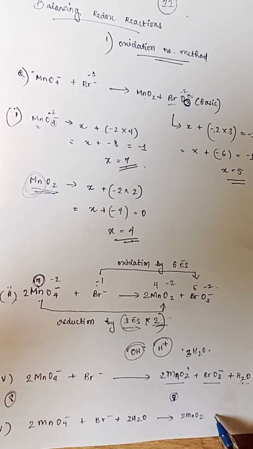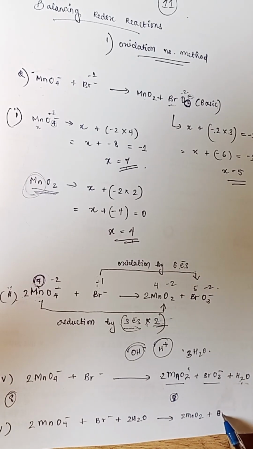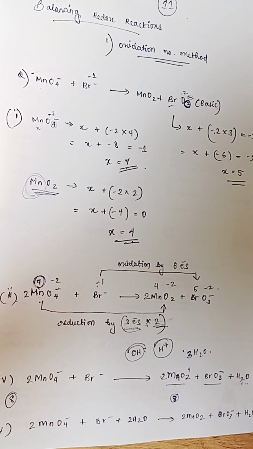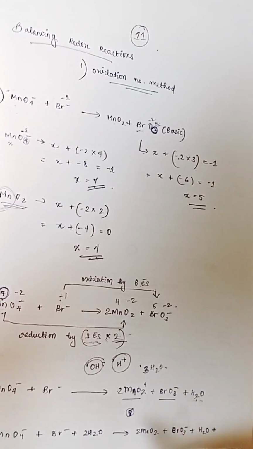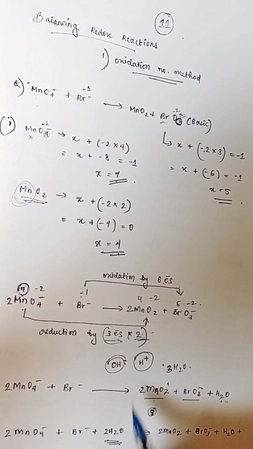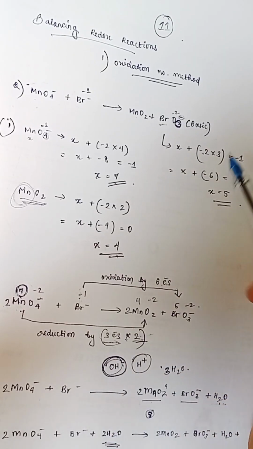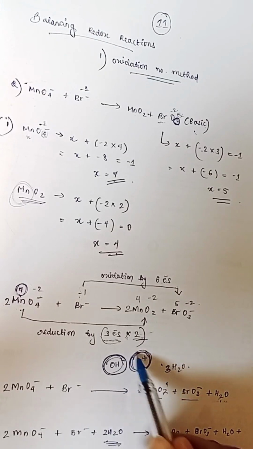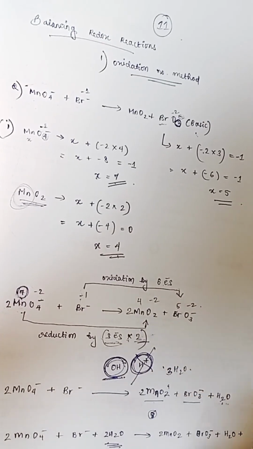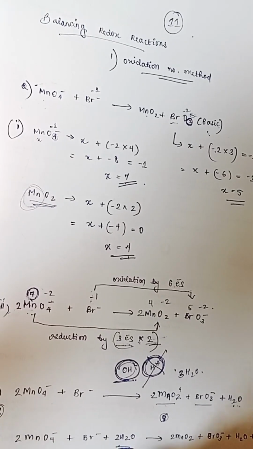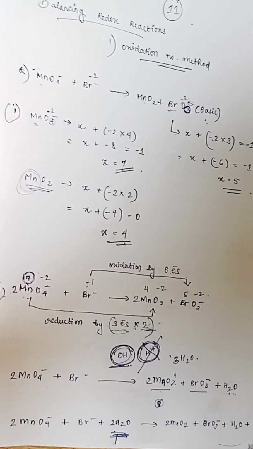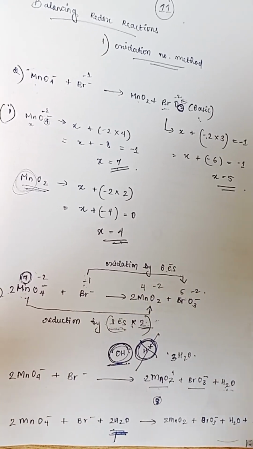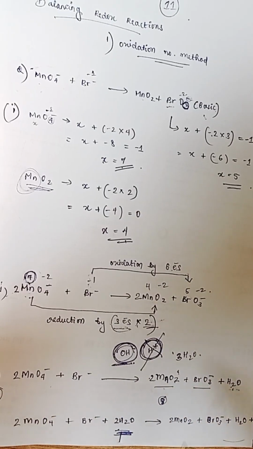2MnO2 plus BrO3 minus plus, there is already an H2O here, so H2O plus now there were 2 H2O added here, and we need to add OH minus since this is a basic medium. If it was acidic, you can just simply add hydrogen ions. Since this is basic, we add OH minus. Since there were 2 hydrogens added this side, we need to add 2 OH minus this side. So 2 OH minus.